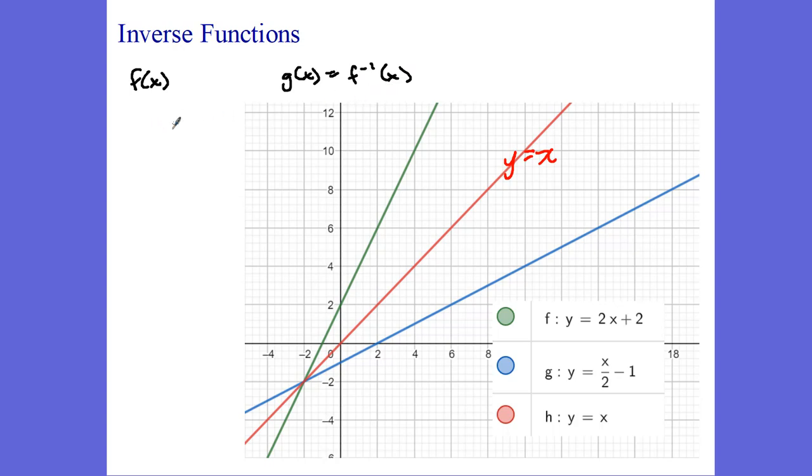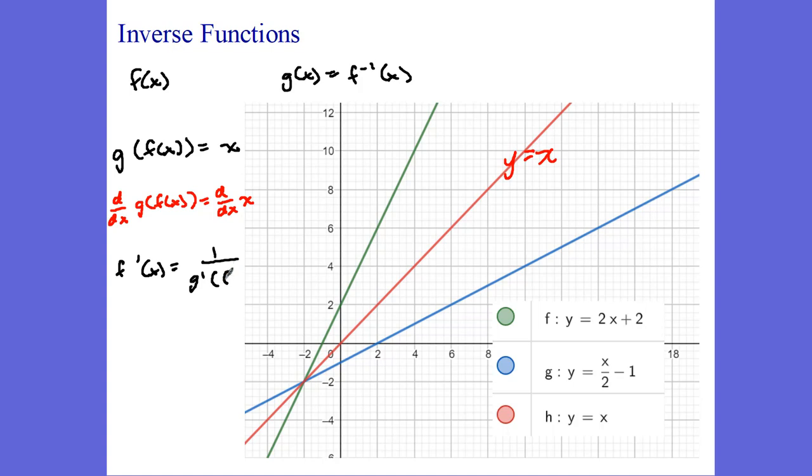Now, when I put g of f of x, putting one function into the inverse function as a composite function, I end up getting x. So when we want the derivative of g of f of x, you can see the chain rule here, it's the same as the derivative of x. When you do all of this, the derivative of the inverse function ends up becoming 1 over g prime of f of x.